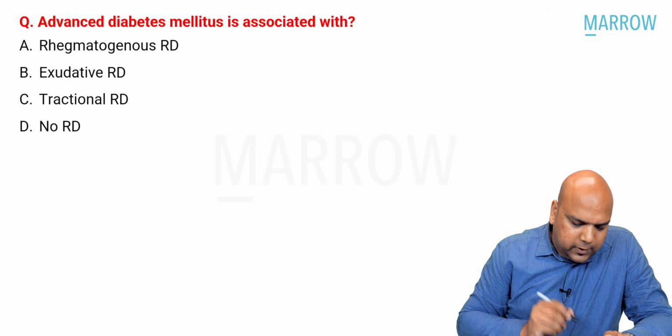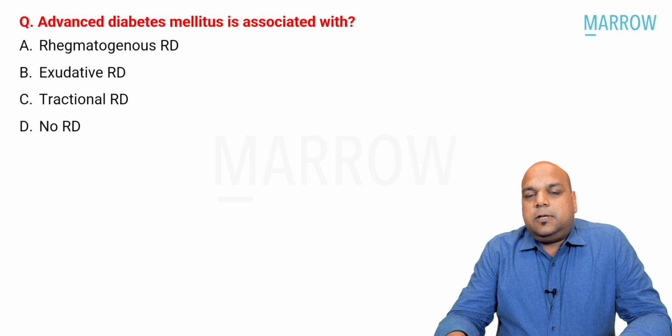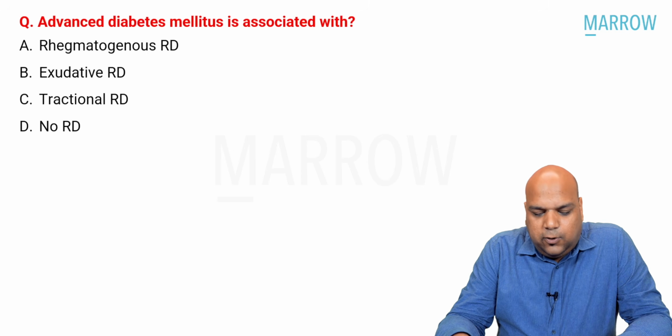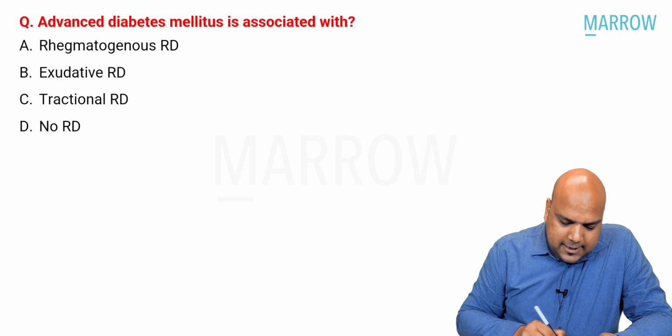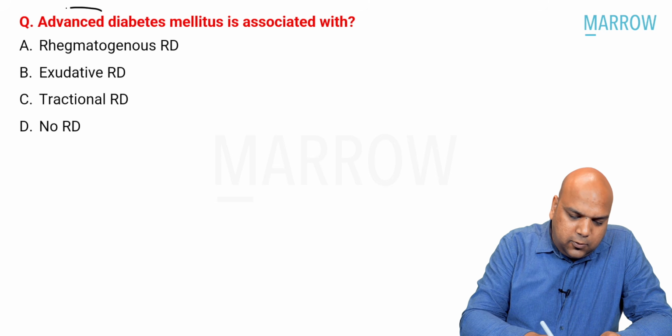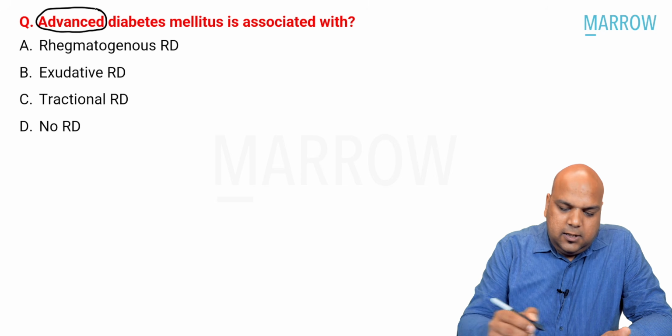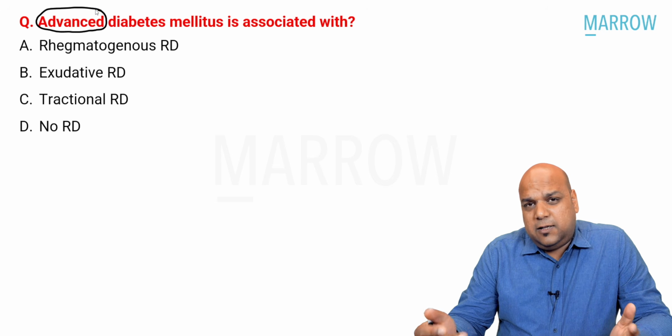Let's start with question number 1. Probably the easiest question asked, a straight direct question if you had ever read the topic. Advanced diabetes mellitus is associated with. So, as far as I understand, a lot of students were thrown by the word advanced. Diabetes mellitus, if they're talking about advanced, does it mean something else?